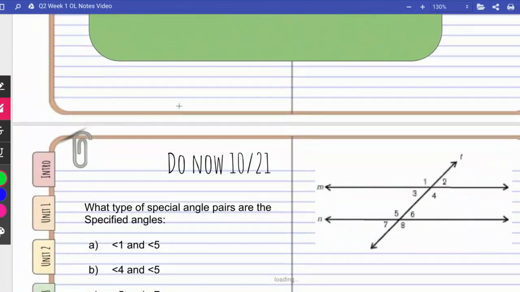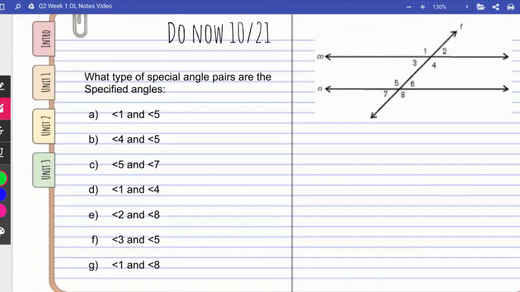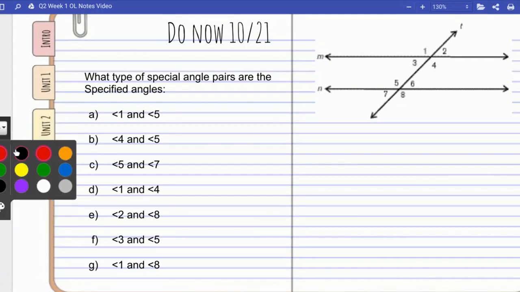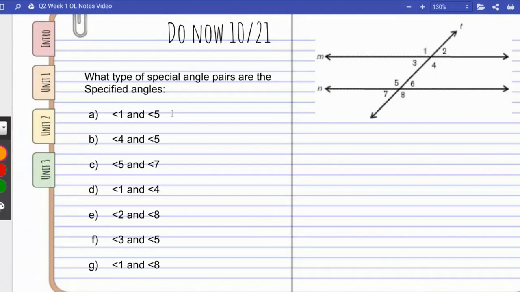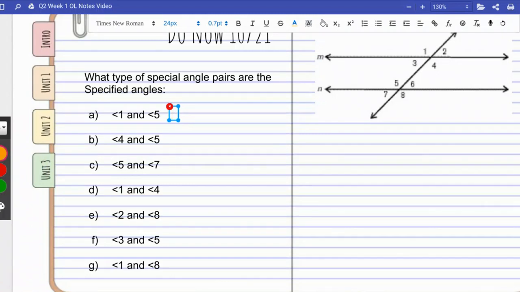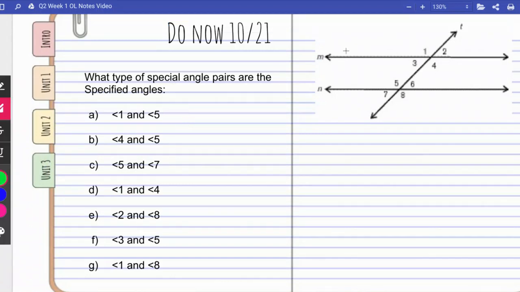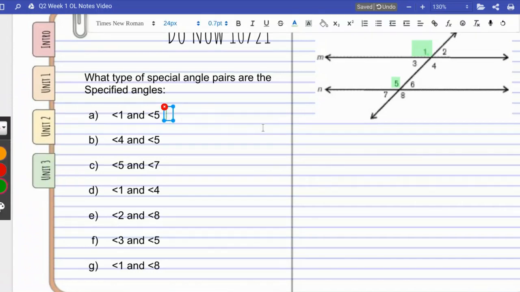Wednesday, October 21st. Let's look at your do now. It's asking you to name the special angle pair. Let's see, 1 and 5. What type of angles are angle 1 and 5? Those are corresponding angles.